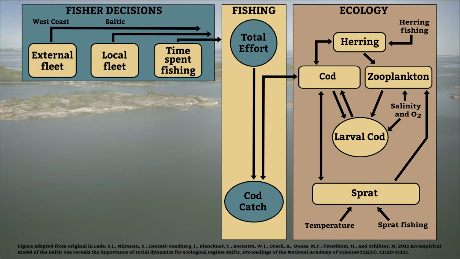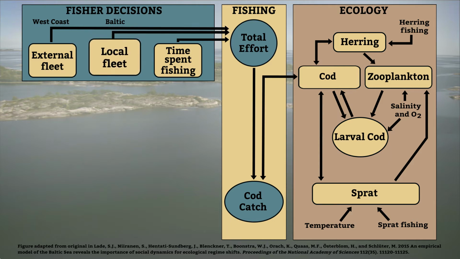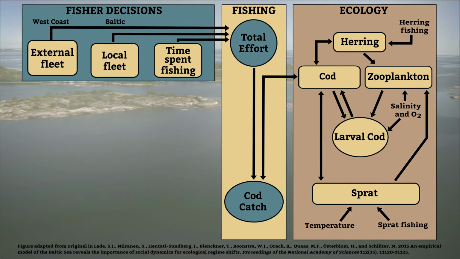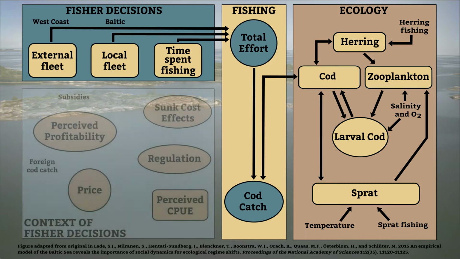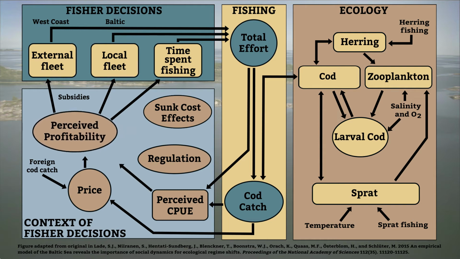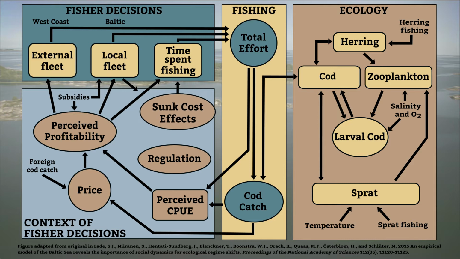Prior work by others using quantitative and qualitative approaches indicated that the pressure fishermen exerted on the cod fishery was influenced by the size of the Baltic Sea fishing fleet and the West Coast fleet, as well as the time they spent fishing. And their decisions about buying new boats or changing their fishing effort were influenced by psychological, economic, and institutional processes operating within a given social and biophysical context. Those included elements such as perceptions of profitability, subsidies local fishermen received from the government, and costs they had sunk into gear and boats.